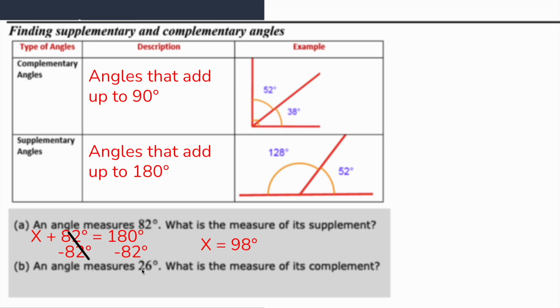And an angle measures 26 degrees. What is the measure of its complement? Again, complements add up to 90. So x, I just decided it was x again, plus 26. It's not the same x as up here, I'm just using x as my variable. What's the complement plus 26 degrees equals 90. Now I'm going to subtract 26 from both sides, because I want to know what's left over of the 90. So 90 minus 26 is 64 degrees.